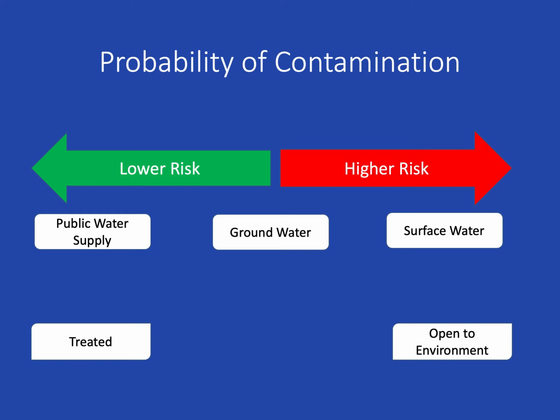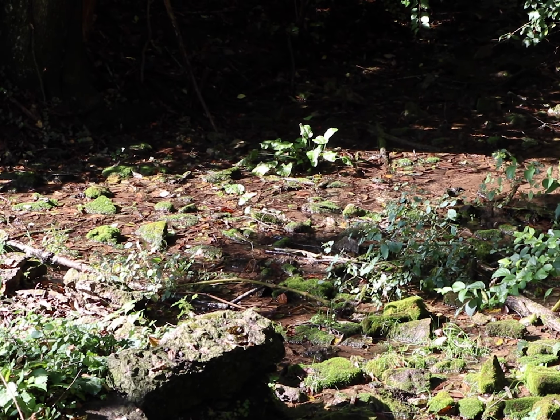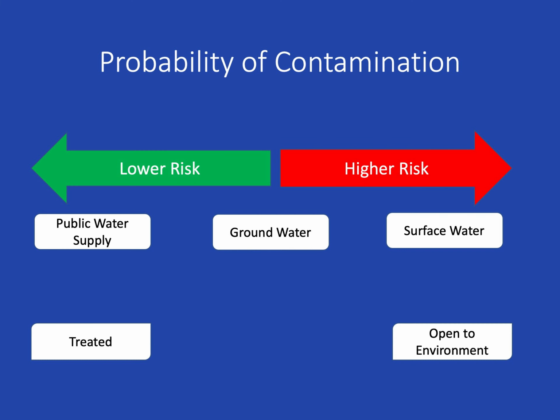The third water source that will be discussed is surface water, and examples of this type of water include rivers, streams, lakes, and any other water that is open to the environment. Surface water is assigned the highest level of risk because contamination can be easily introduced into it by a number of things, such as runoff from upstream livestock operations, wildlife, or wastewater discharge.